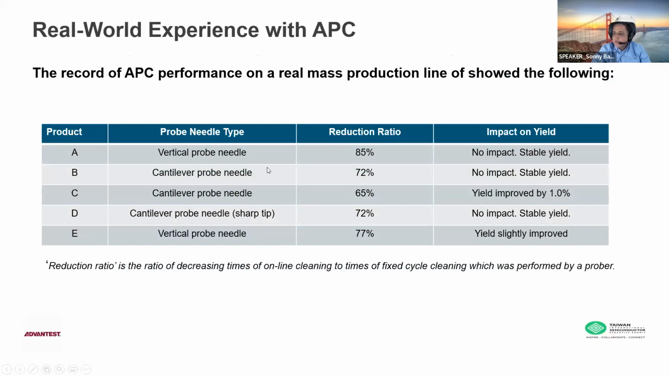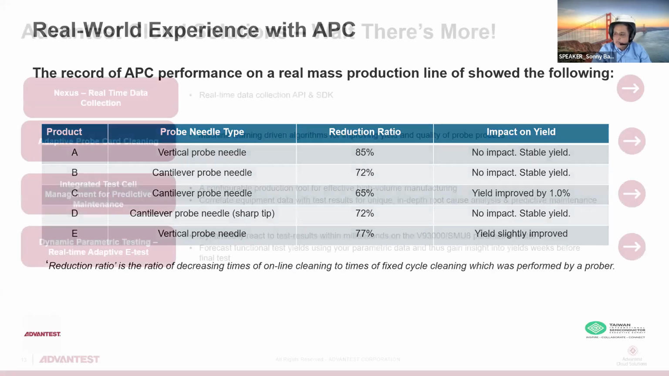If you look at different types of probe needles, whether it's cantilever or vertical, we have seen a reduction in cleaning, which is maintenance time as well, of anywhere from 65 to 85%. And in some cases, we have even seen the yield improve. So again, these are amazing results. And this is just an example of what you can do with machine learning, which wasn't done before.